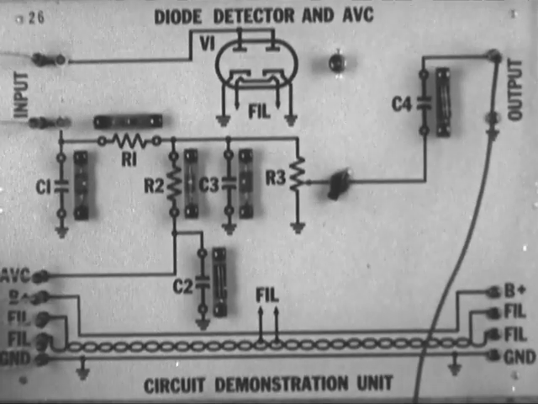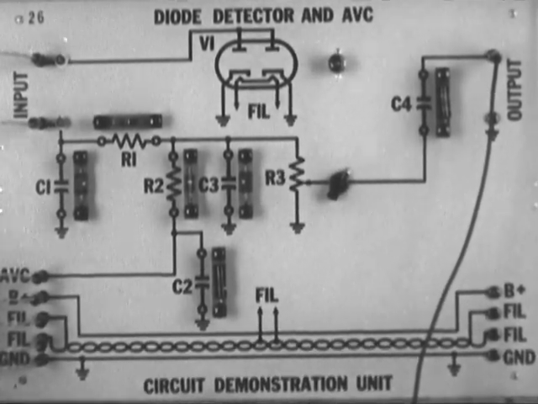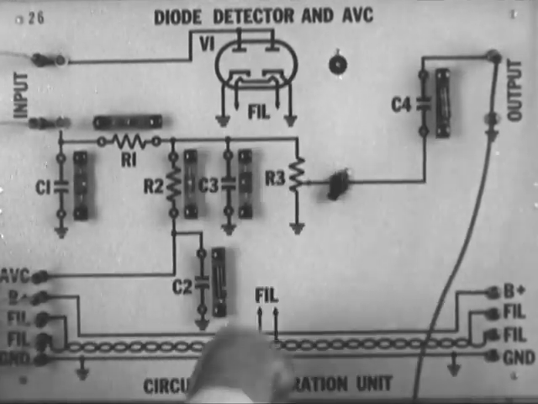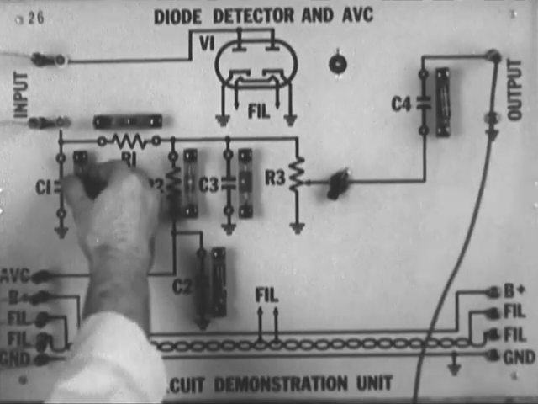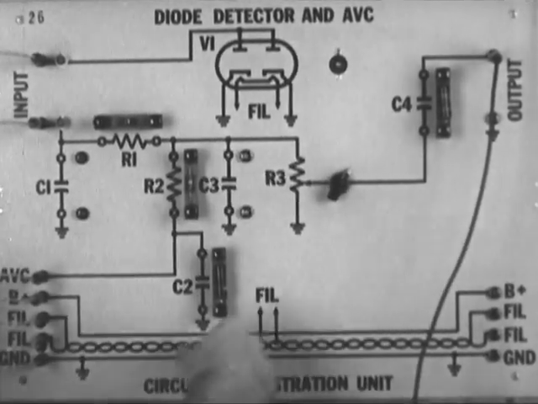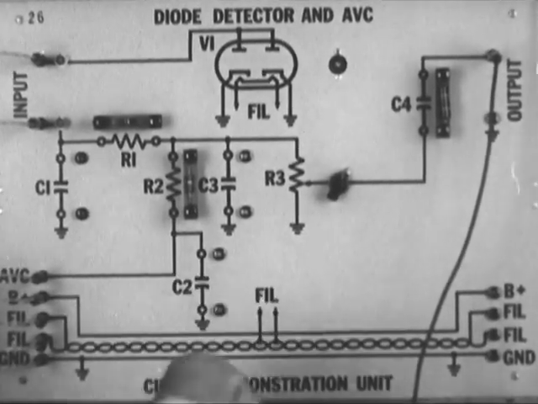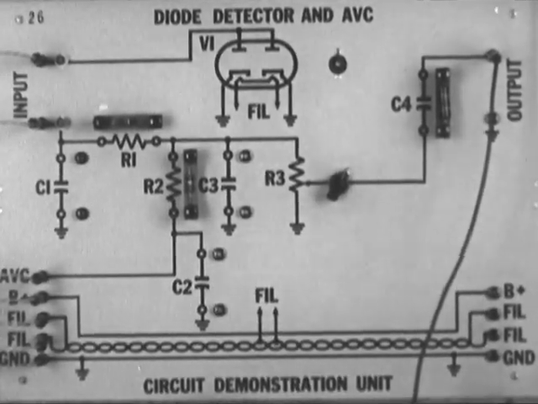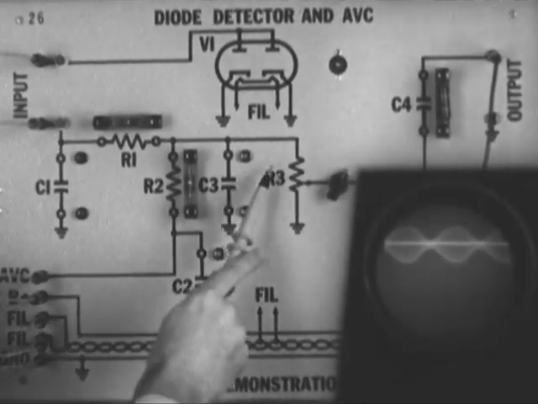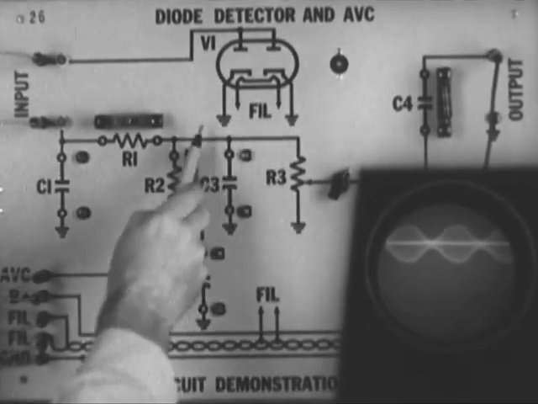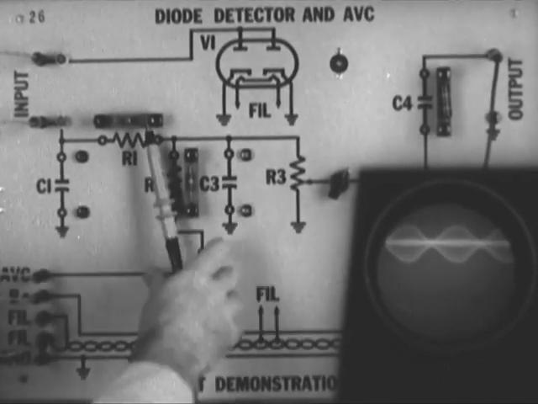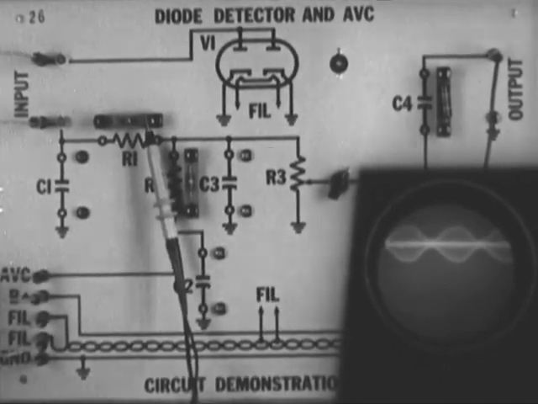Let's remove some parts so that we can see their effect as we add them back into the circuit. First, the tube, then C1, C3, and C2. Now we'll connect the oscilloscope across R3. And move the second trace down so that we can observe the signal.